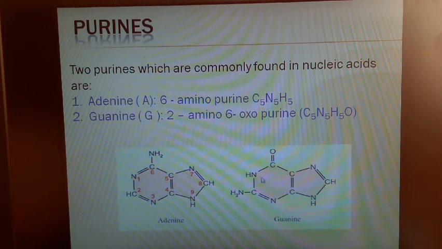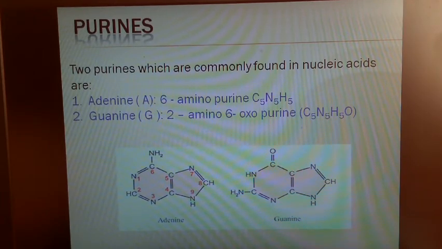Here also you can observe the same thing: the entire structure remains the same, and only the change is that this is the first carbon and this is the first nitrogen. From here the numbering has started. It is not that nitrogen should be numbered first; here we have numbered this one in this way.